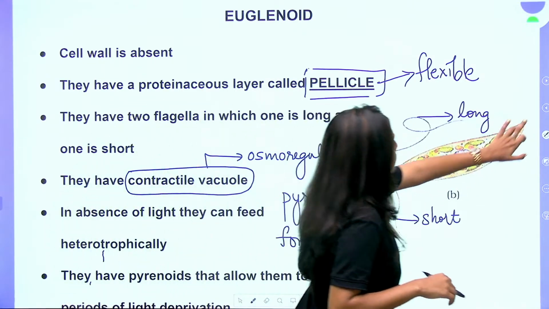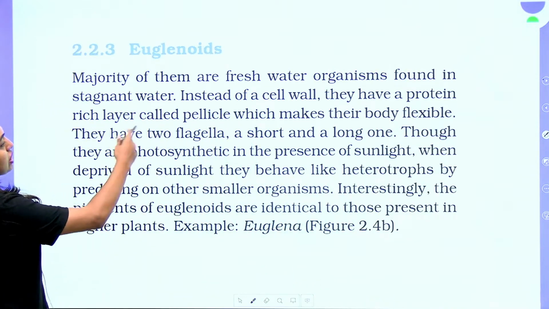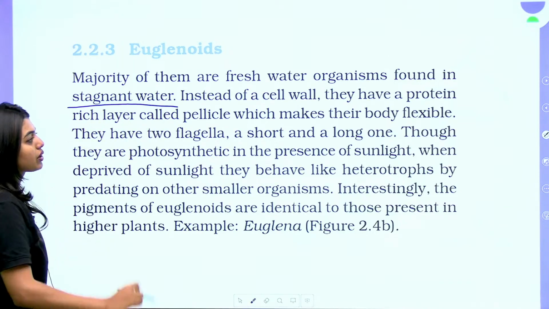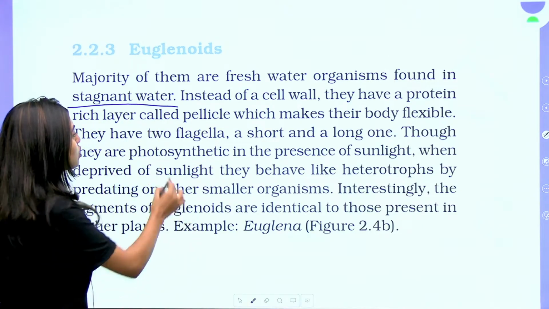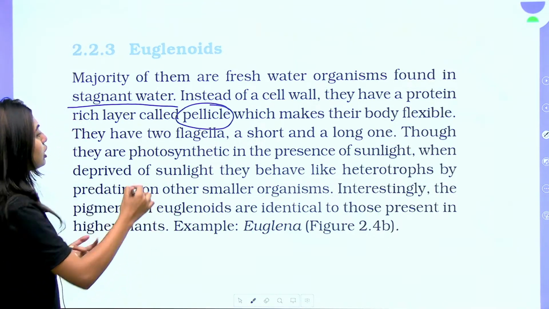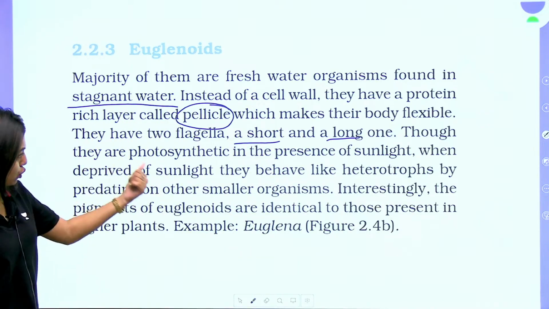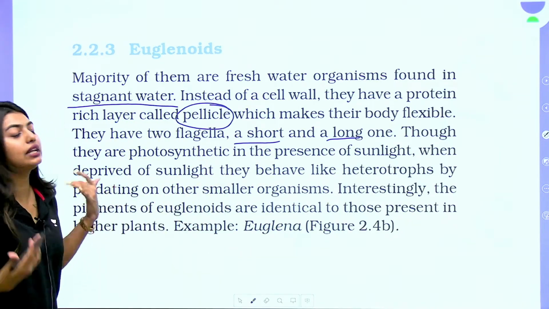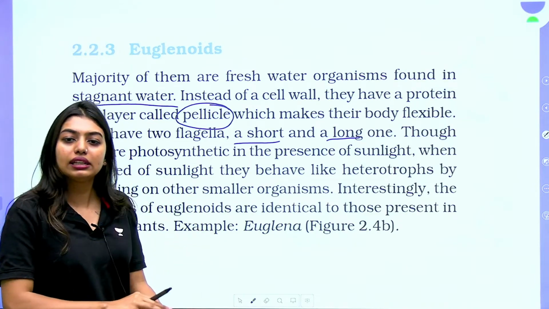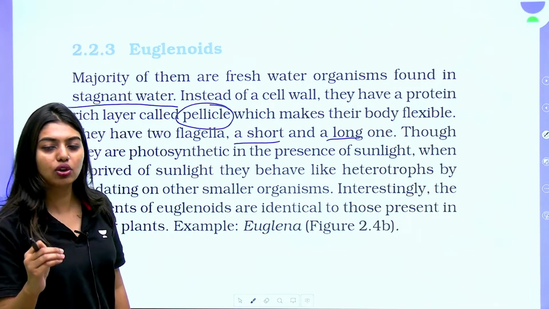Okay. Fine. Let's see what your NCERT says again. Now, the majority of them are freshwater organisms found in stagnant water, and they do not have a cell wall, so they have a pellicle, which makes their body flexible. I told you. They have two flagella, one short and one long, and though they are photosynthetic in the presence of sunlight, when they do not have sunlight, they will be heterotrophic. They will start feeding on other organisms. So far good.